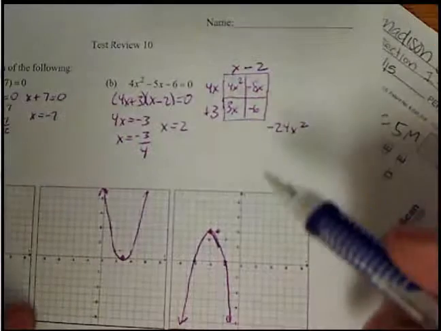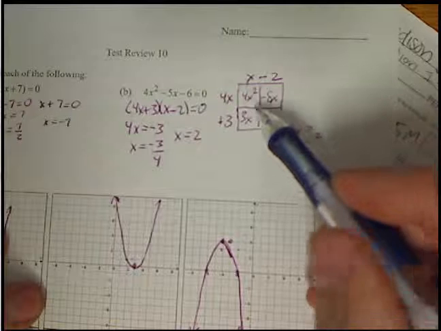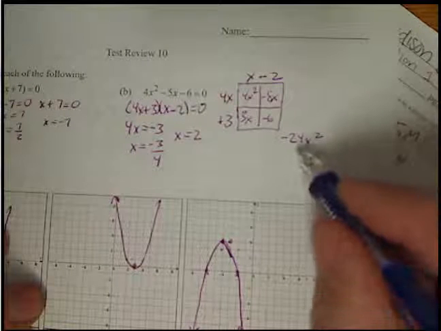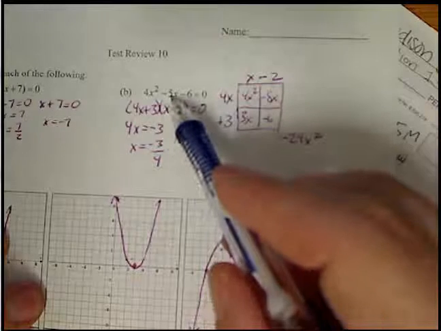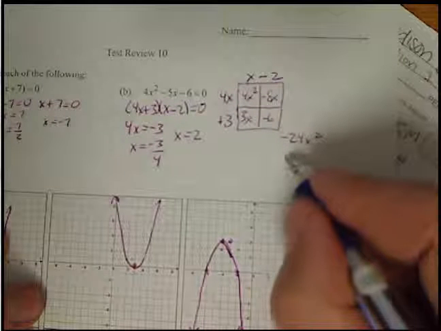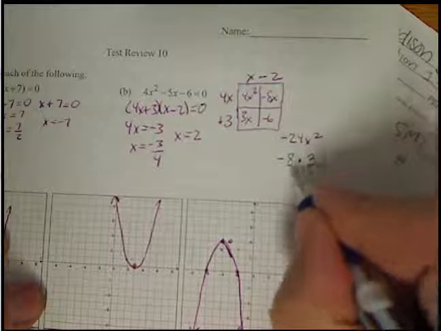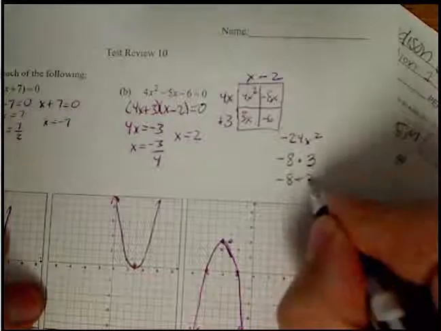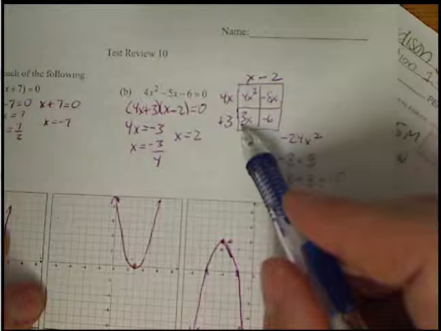For this second one, we need to factor first. So I put in 4x squared in this part, negative 6 here. Multiply those together, I get negative 24x squared. So I need two numbers that multiply to give me negative 24, but add to give me negative 5. Since it's negative, one's positive, one's negative. So if I did negative 8 times 3, that multiplies to give me negative 24, but negative 8 plus 3 equals negative 5. So I have negative 8x here, 3x there.